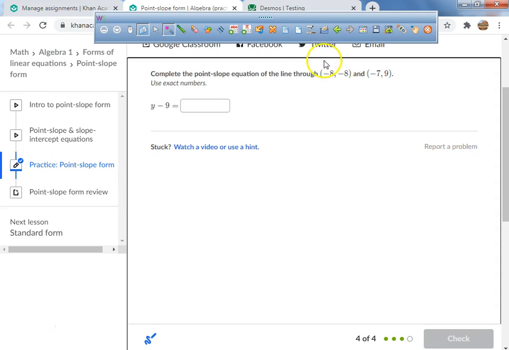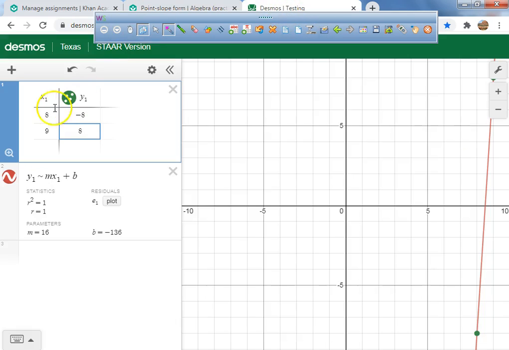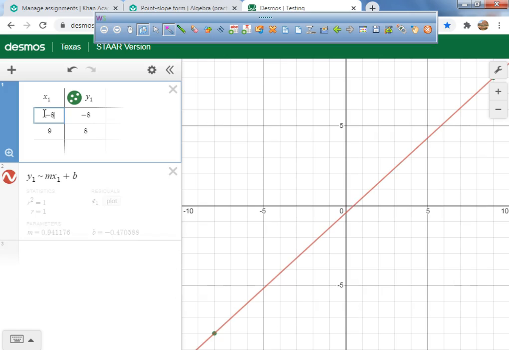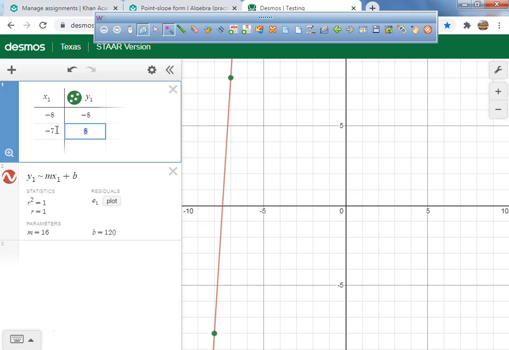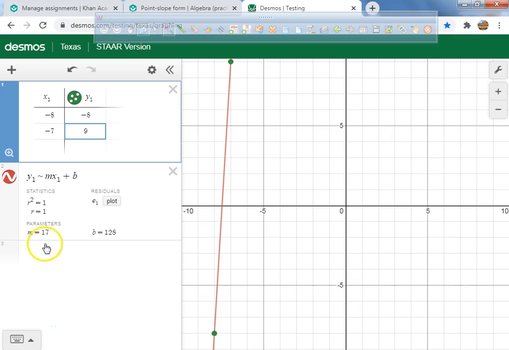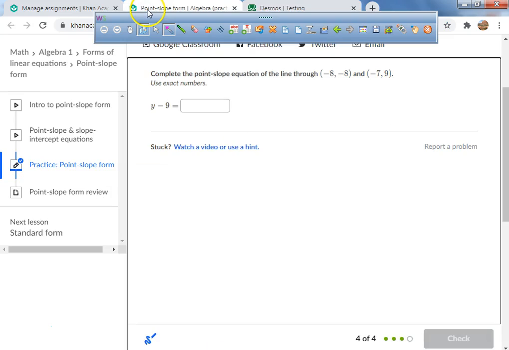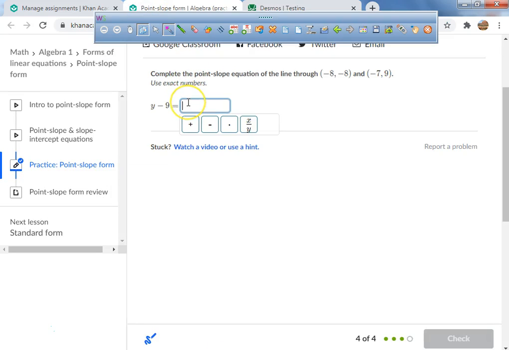Now, if you're using Desmos, you got to make sure you use the correct ordered pair. So I got -8, -8, -7, 9. So I got to go over here. I got to make -8, -8, and then -7 and a 9, and you can clearly see that my slope is 17. And so now I know my slope is 17. I feel good about that.